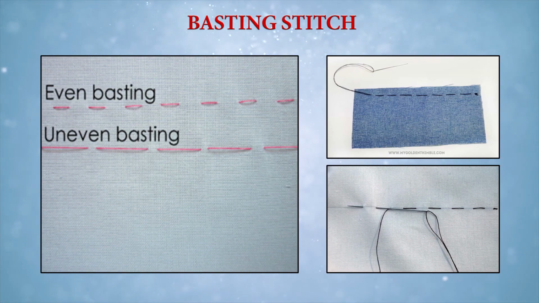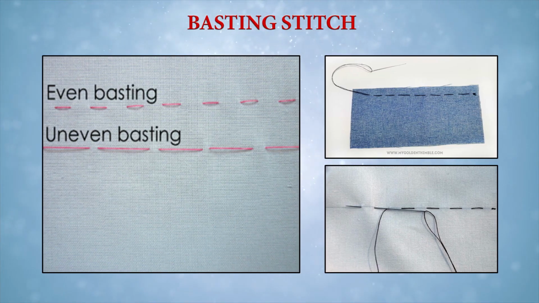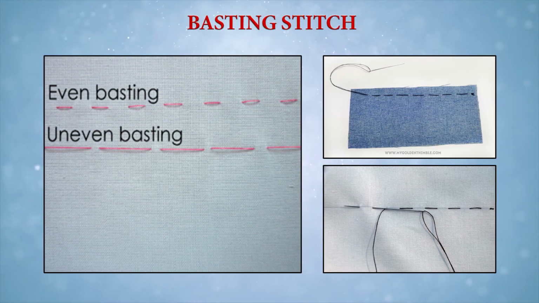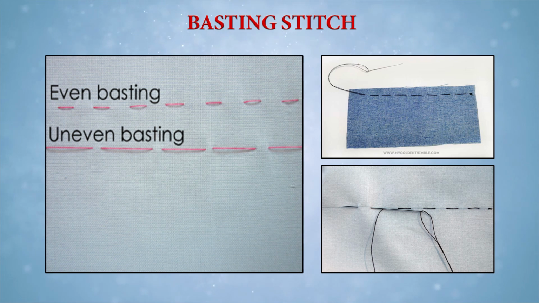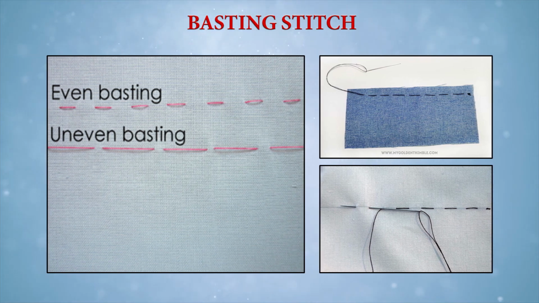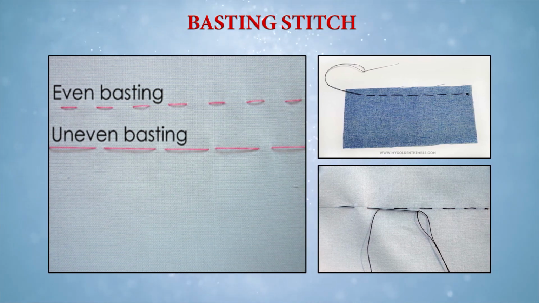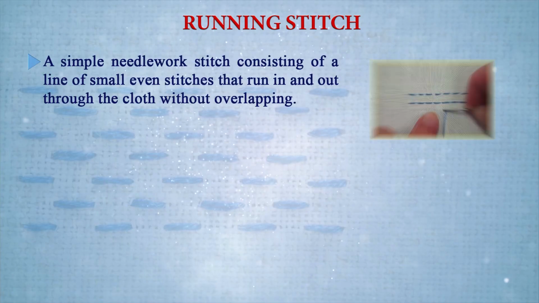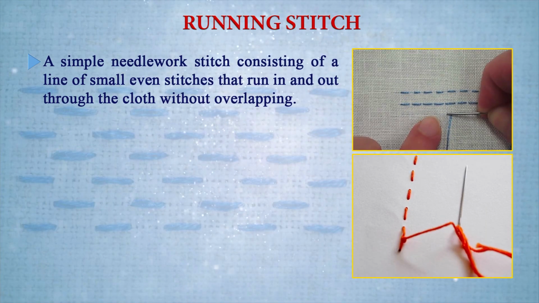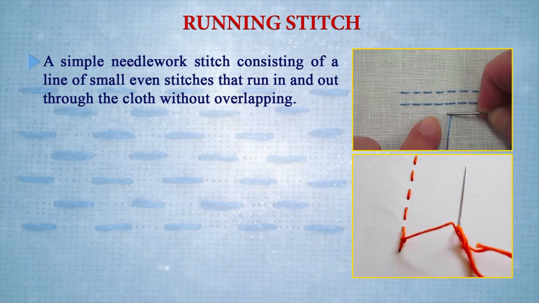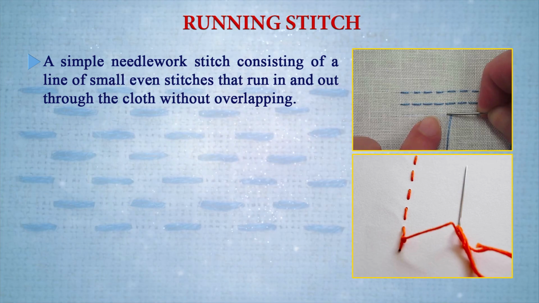It is very simple to do. We have the thread and the needle, and we just insert the needle and do what we do for the running stitch. So this is how basting stitch is done. Then the third is the running stitch. It is the simplest needlework we do, consisting of a line of small even stitches that run in and out throughout the cloth without overlapping.